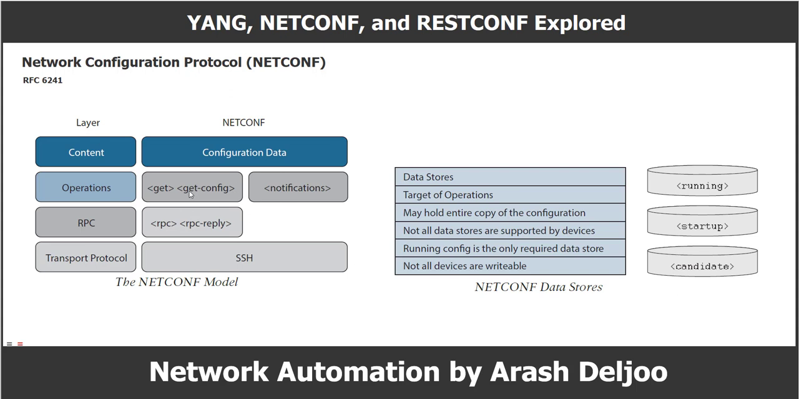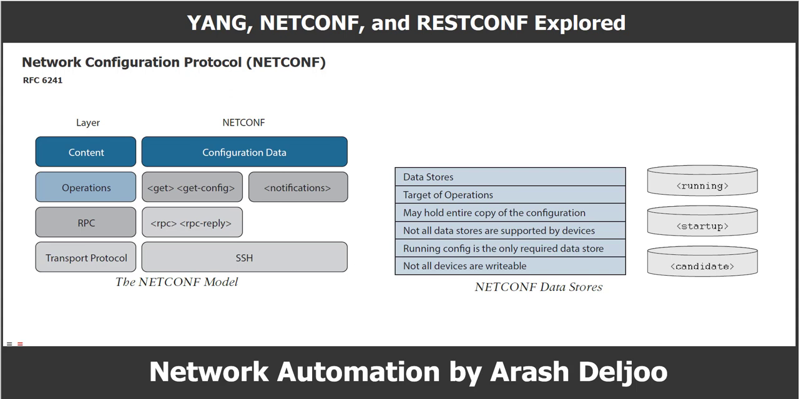Also, the left figure shows the NETCONF model, which has four layers, and how NETCONF details map to it. As you can see here, we have the content layer, operation layer, RPC layer, and transport protocol. The transport protocol is SSH. The RPC can be RPC or RPC reply, remote procedure call. The operation can be get config, and also other operations, and we have notification. And the content is configuration data. NETCONF is a client-server protocol and is connection oriented over TCP. All NETCONF messages are encrypted with SSH and encoded with XML. A NETCONF manager is a client and a NETCONF device is a server.